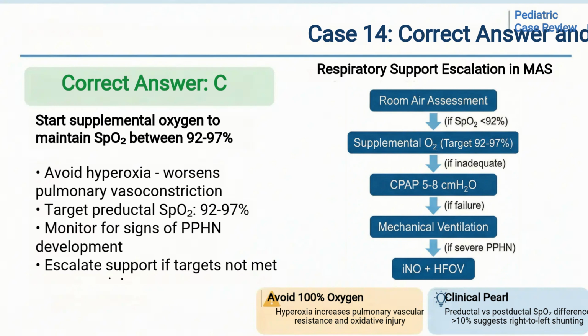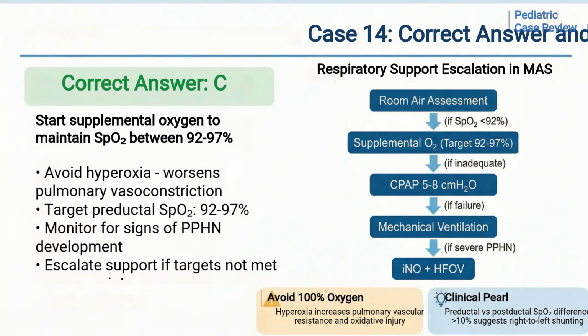If supplemental oxygen is inadequate, escalate to continuous positive airway pressure at 5 to 8 centimeters of water. If that fails, escalate to mechanical ventilation. In cases of severe persistent pulmonary hypertension, add inhaled nitric oxide and high-frequency oscillatory ventilation.